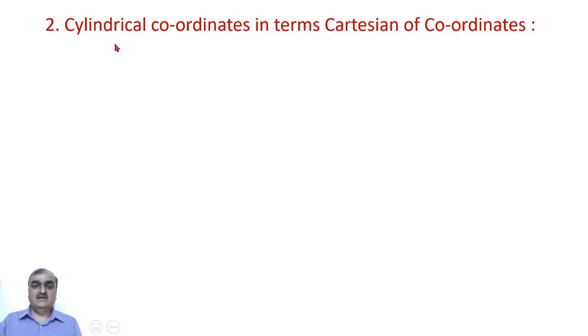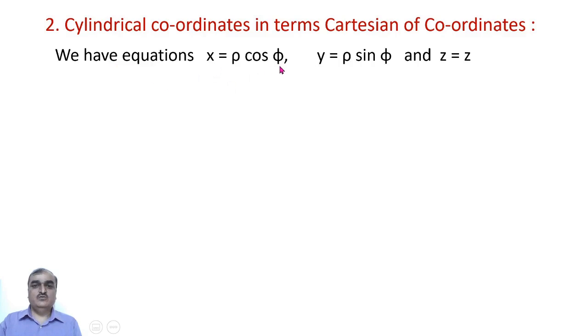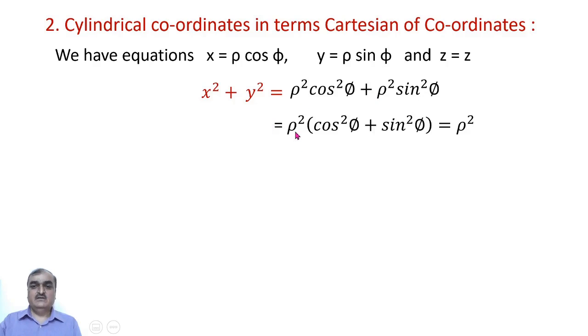same. Then let us derive cylindrical coordinates in terms of Cartesian coordinates. That is, obtain rho, phi, z in terms of x, y, z. Just as we have derived, x is equal to rho cos phi, y is equal to rho sin phi, and z is equal to z. Then if we solve these equations, x square plus y square, substitute x is equal to rho cos phi, y is equal to rho sin phi. Then we get rho square cos square phi plus rho square sin square phi. Take rho square common from this equation. Then rho square in bracket cos square phi plus sin square phi. But cos square phi plus sin square phi is equal to 1. Therefore, we get rho square is equal to x square plus y square. Therefore, rho is equal to square root of x square plus y square. This is rho in terms of x, y.